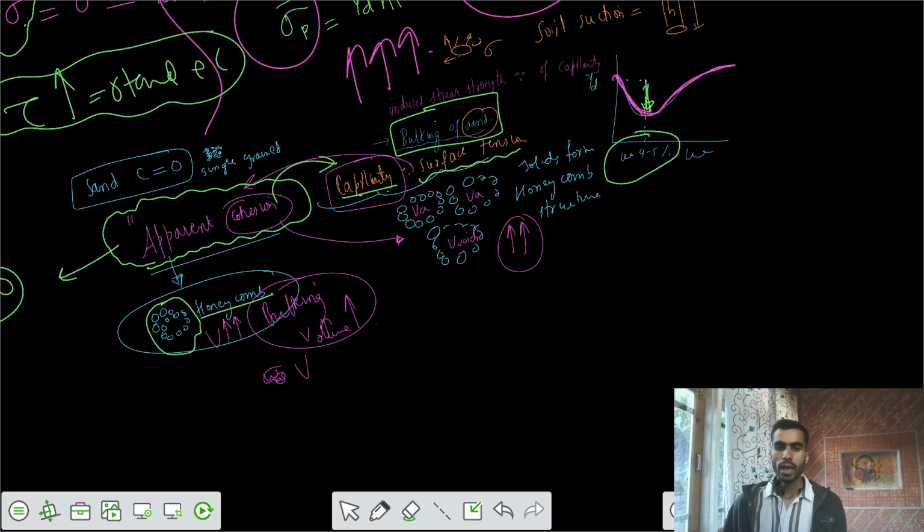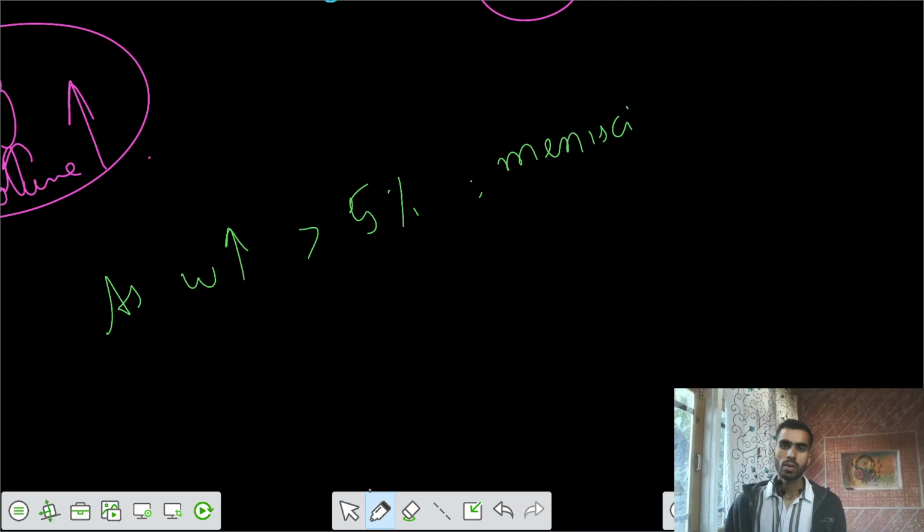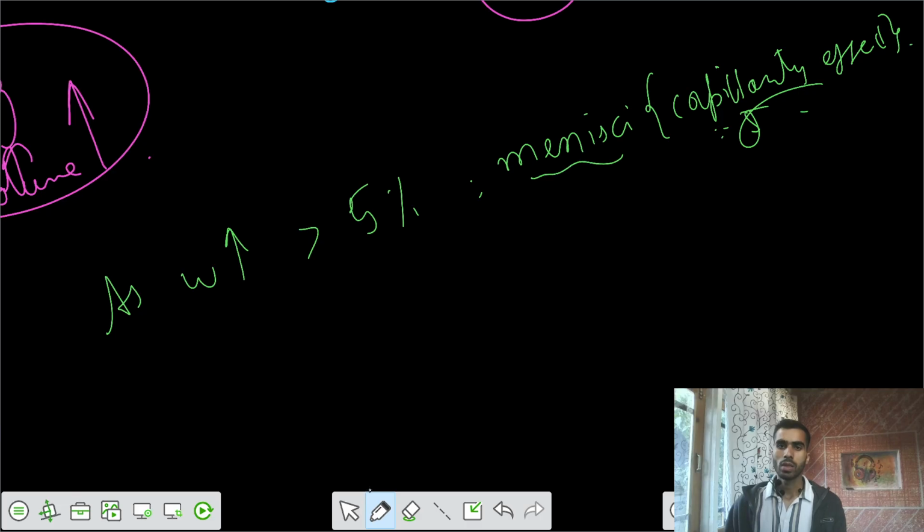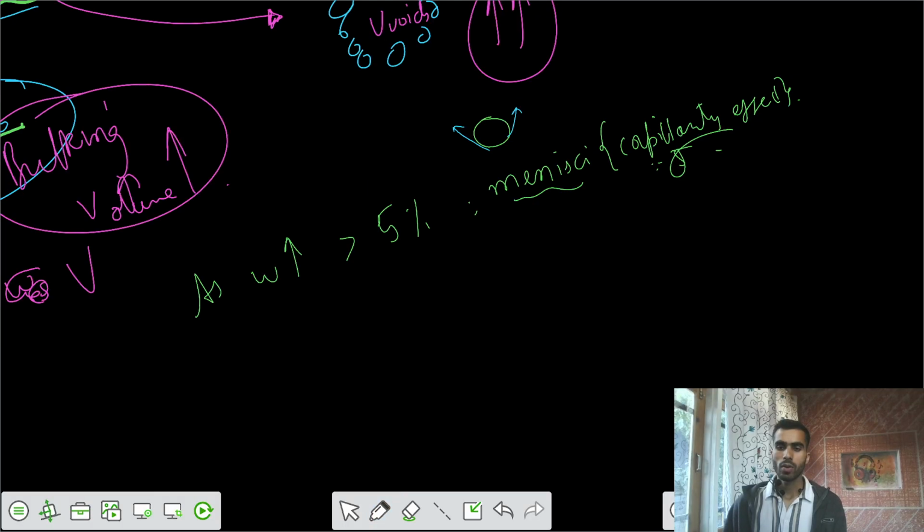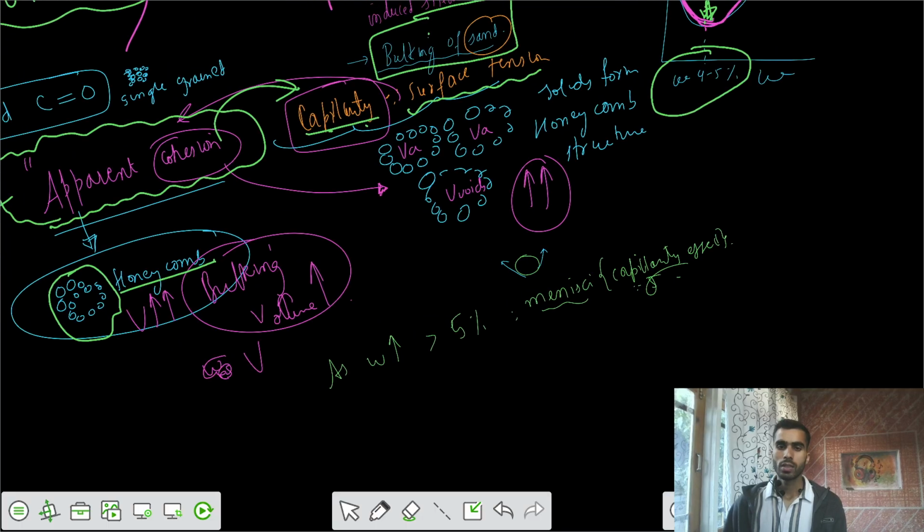Now, let's increase the water content to greater than 5%. Your menisci are broken. The effect of capillarity is broken now. That's the effect of surface tension. If this was your solid particle, the surface tension of water was resisting those loads.